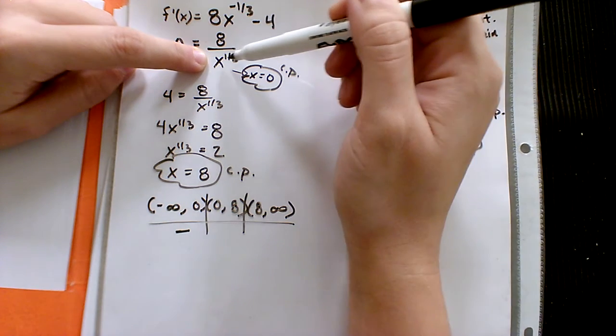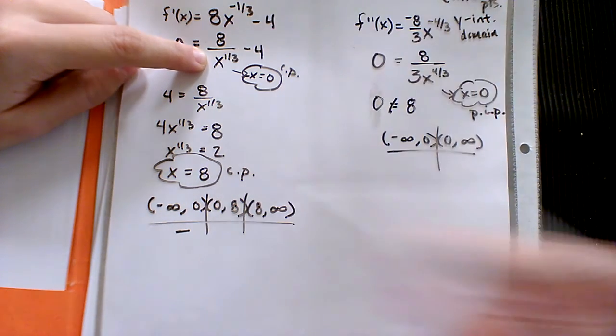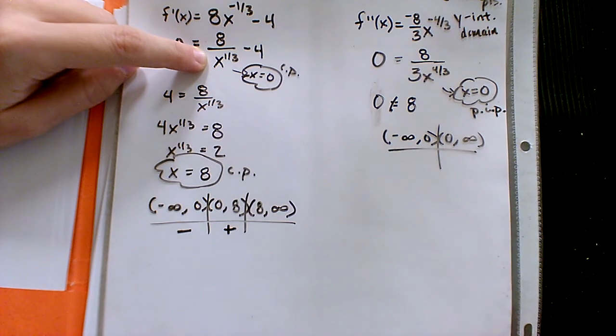Okay. Something between 0 and 8. 1. The cubed root of 1 is 1. 8 divided by 1, minus 4. Positive. All right. Something between 8 and infinity.